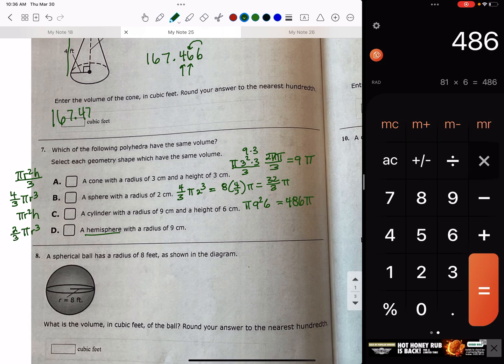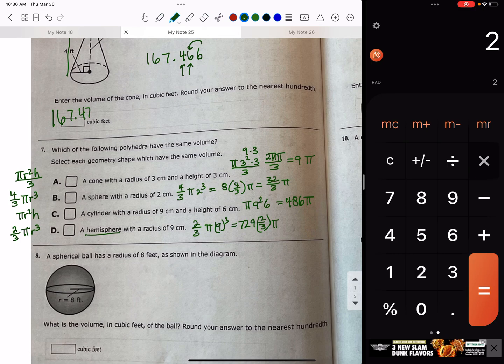And then a hemisphere with a radius of 9. So 2/3 pi and then 9 to the third power. Okay, let's see. 9 times 9 times 9 equals 729. 729 times 2/3 times pi. Okay, 729 times 2 equals, divided by 3. Oh, equals 486 pi. These two are the same.